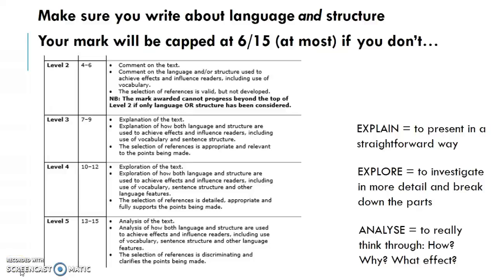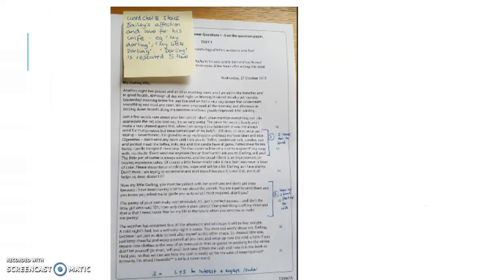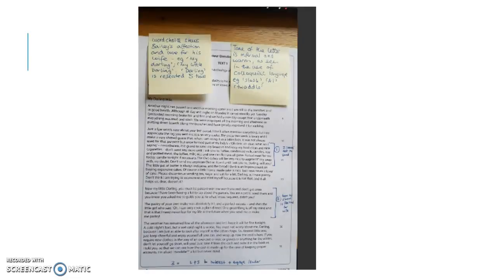So let's look at some of the things that we might say when thinking about language and structure for this text. You can see here that I've made some notes, and these are going to scatter around the sheet on post-its about the sort of things that we might say. The first comment here is for language. It's about word choice, and the fact that his use of words and phrases like darling, my little darling, darling itself is repeated 5 times, shows Bailey's affection and love for his wife. So that's one point we could make for language.